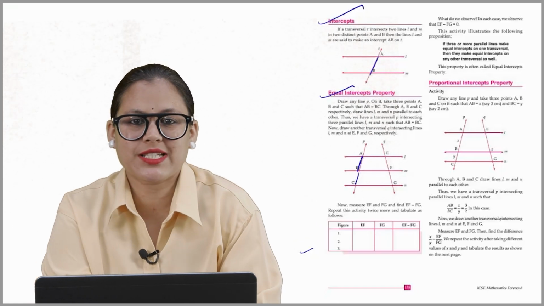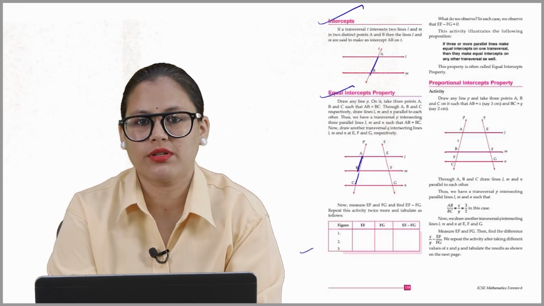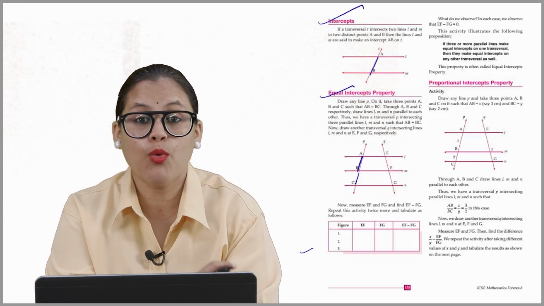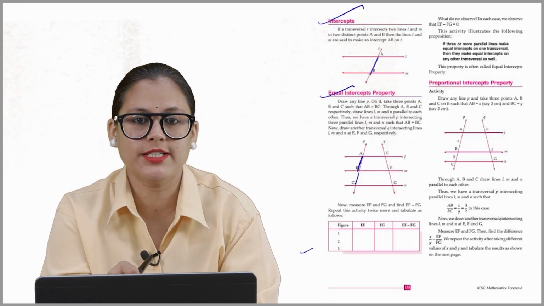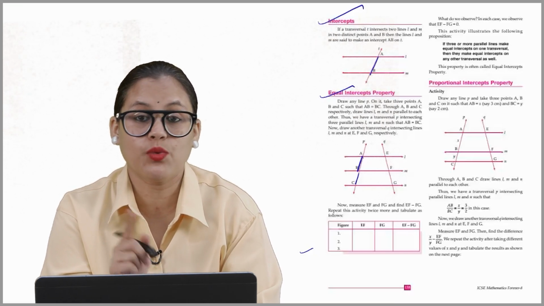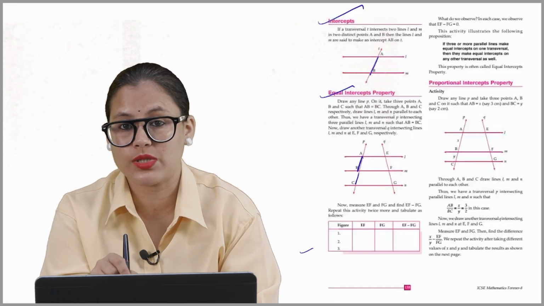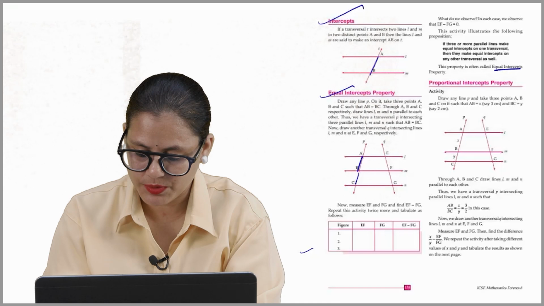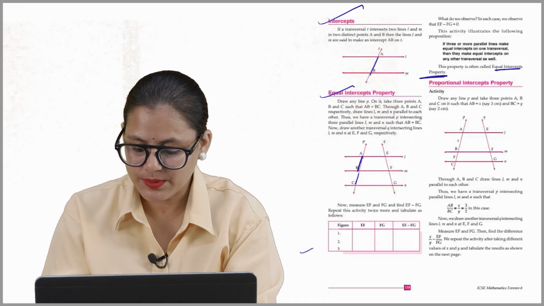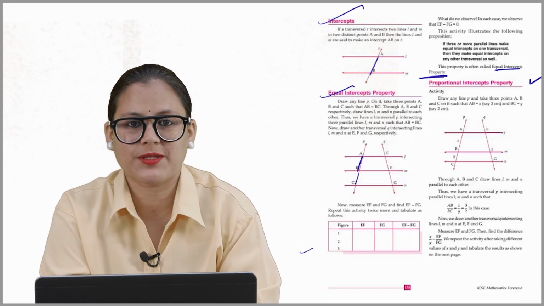So, this activity illustrates the following proposition. If 3 or more parallel lines make equal intercepts on one transversal, then they make equal intercepts on any other transversal as well. So, this property is called the equal intercepts property. Next is the proportional intercept property.